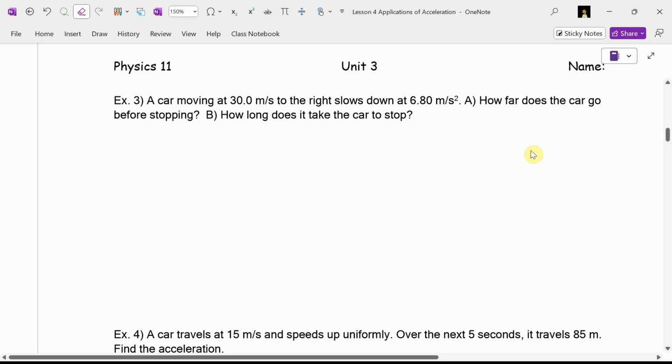Example 3. A car moving at 30 meters per second to the right slows down at 6.8 meters per second squared. Okay. Malcolm, what's A asking me to find? Good. It said how far, so you're going to have to match certain English words to their physics concept. How far is going to be a distance, displacement. D equals question mark. What's that 30? Yeah, it's our initial velocity. What's that 6.8?